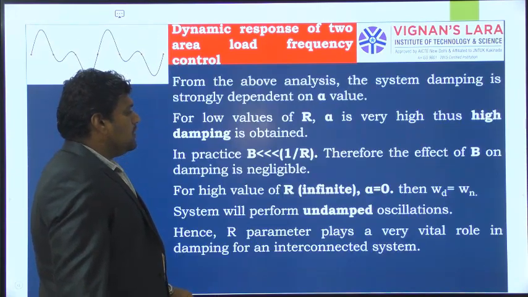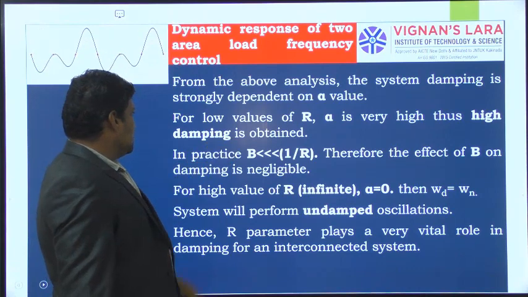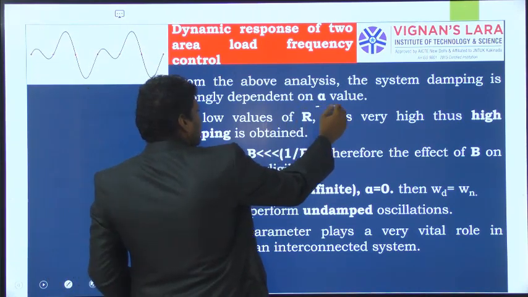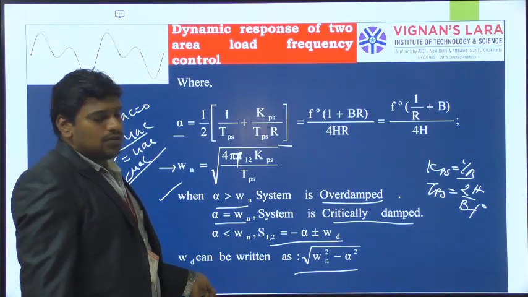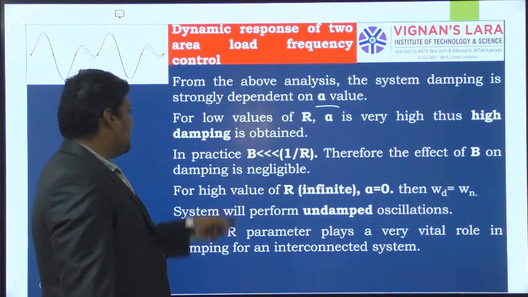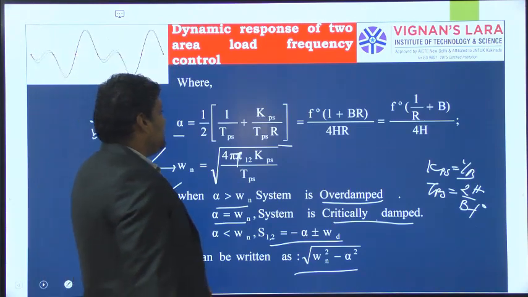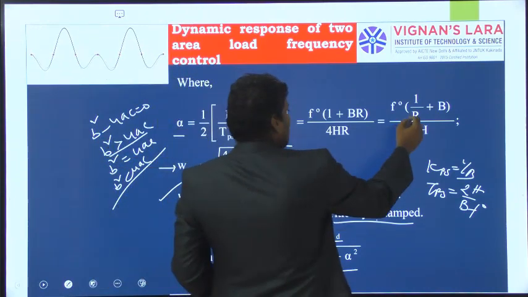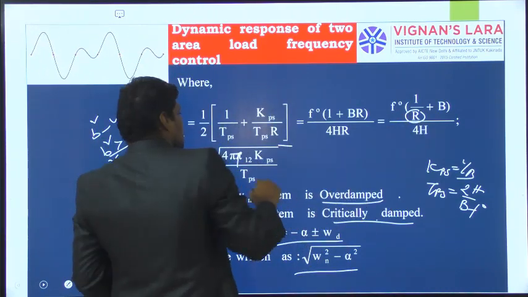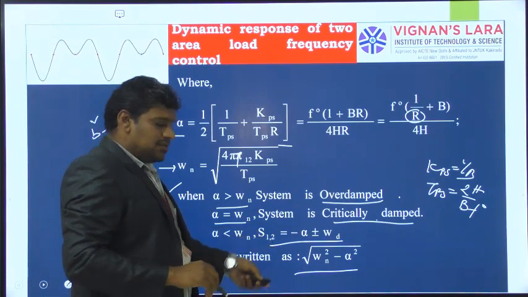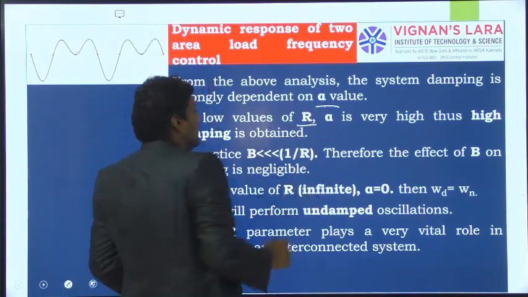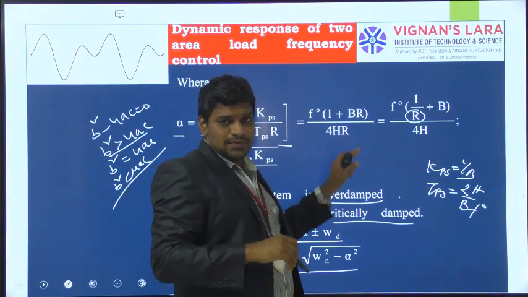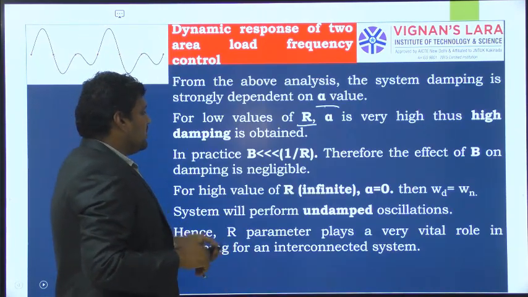From this, the conclusion you can derive is the system is strongly dependent on alpha. We have seen in the three scenarios, the system behavior is strongly dependent on the alpha value, and this alpha is strongly dependent on R. So from this expression you can see alpha is strongly dependent on R.